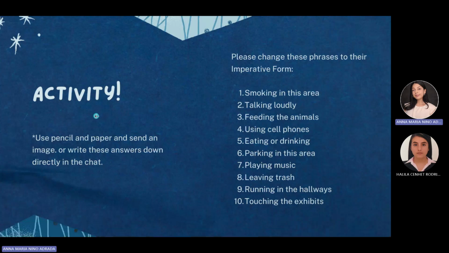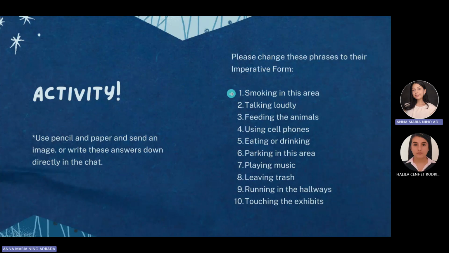This is the first activity, which I will give you time to do on your own. Again, for the sake of the recording, I will just leave it displayed here for you to revisit later. Depending on whether you want to use pencil and paper and send an image, or write these answers down directly in the chat, you can decide which is more comfortable for your specific learning style. But what I really need you to do is to please change these phrases to their imperative form.